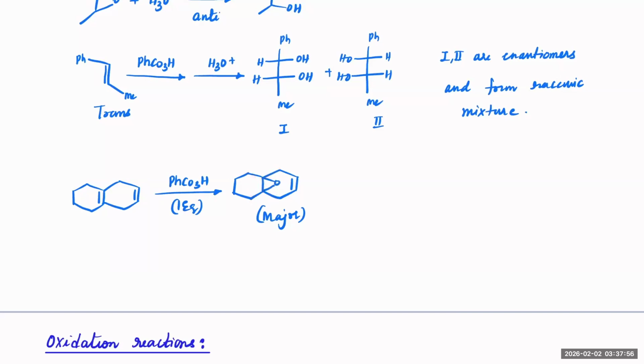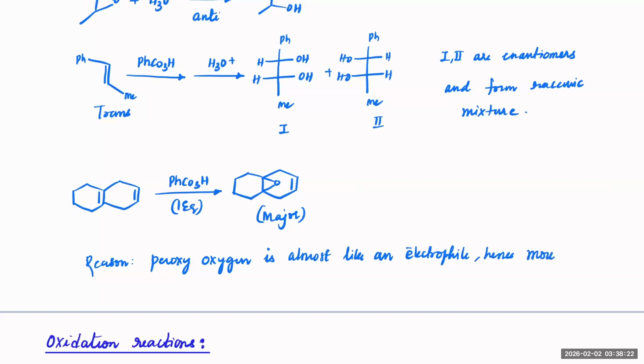So let me write the reason. Peroxy acid, peroxy oxygen is almost like an electrophile. Hence, more supporting pi bonds make the first attack. Done.